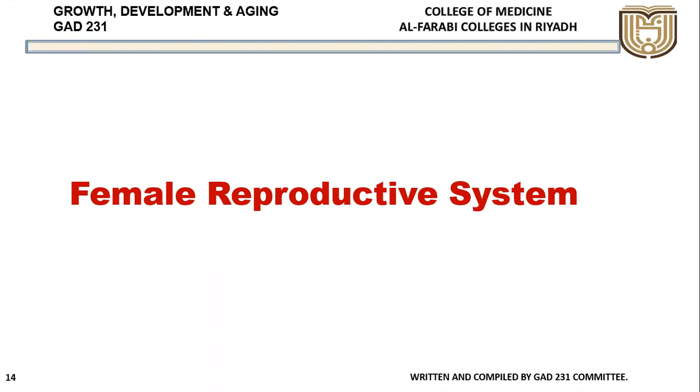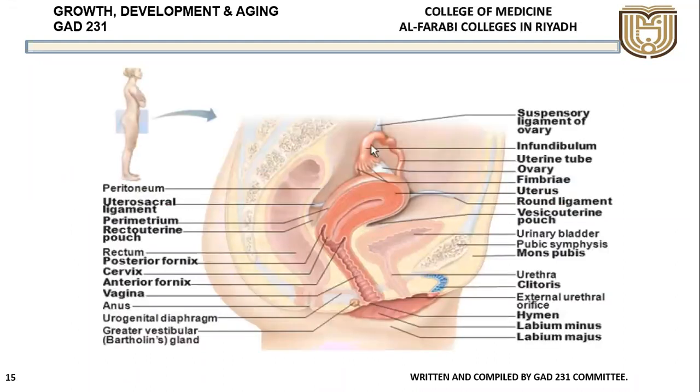Okay, we'll go to the next part, that is the female reproductive system. If you study the pelvis, the female reproductive system will be present here. This is the same area where we are studying this. Here you can see the uterus, and this is the vagina, and here you can see the fallopian tubes, and here is the ovary.